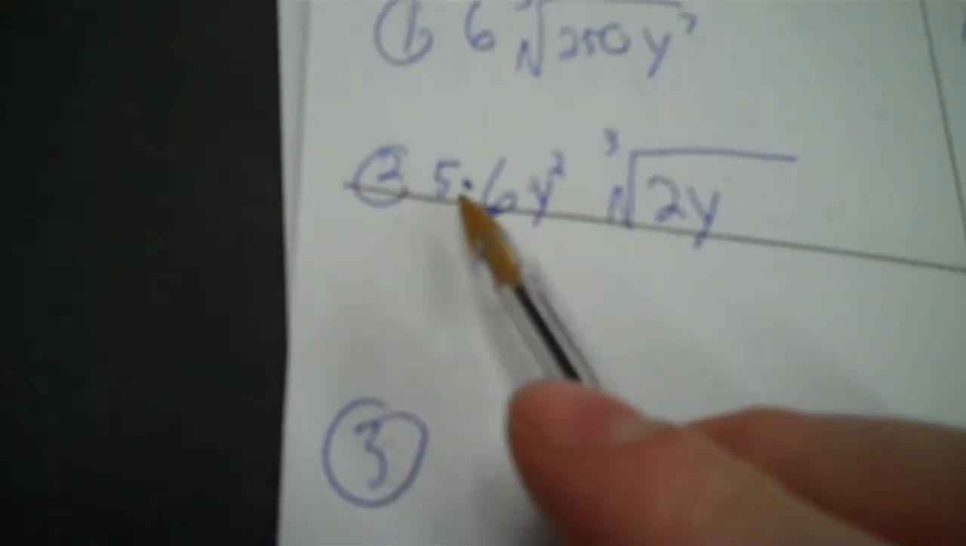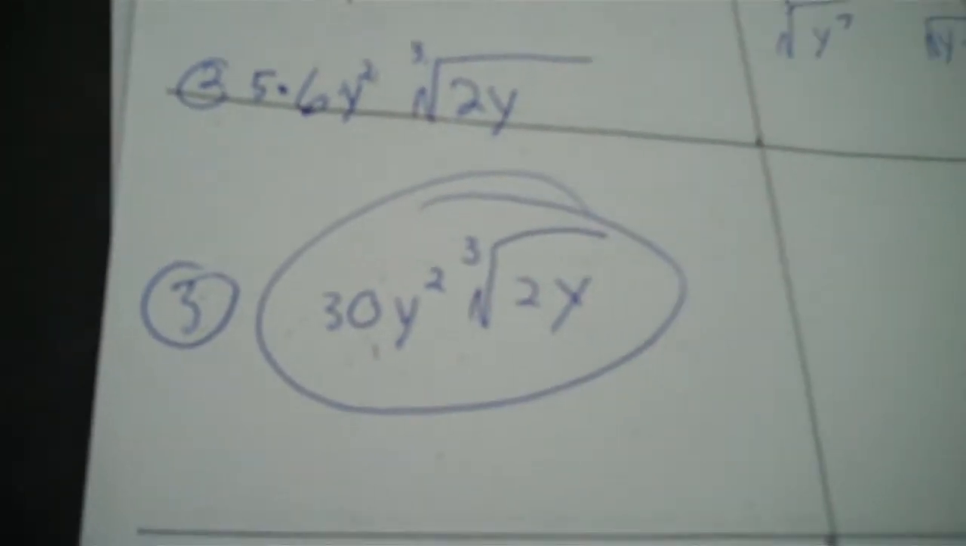Now you got to do step 3 because you have 2 big numbers, okay? You need to take 5 times 6. That would give you 30. And then the y to the 2nd. And then my radical with the label of 3, and then 2y. Okay, and that's that.